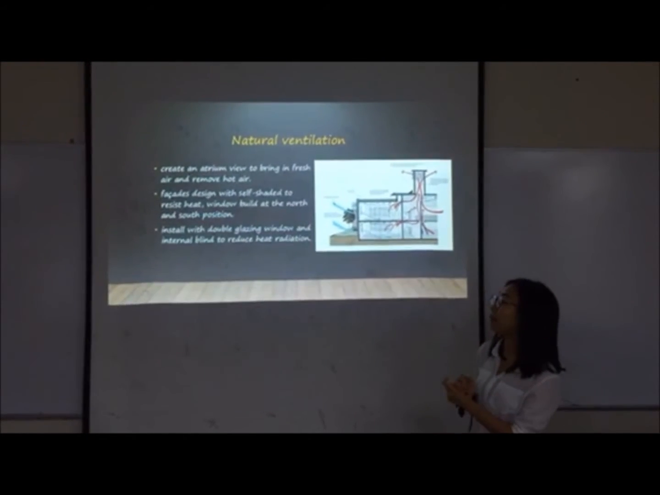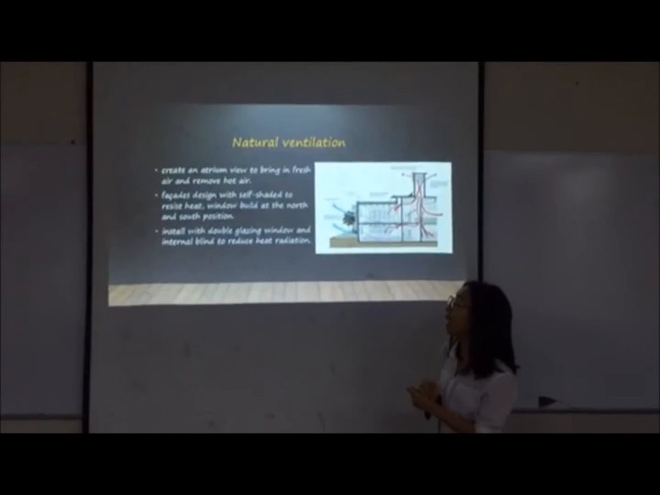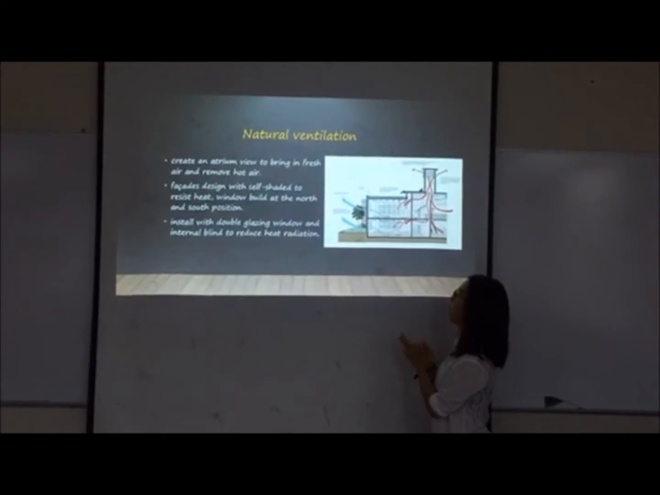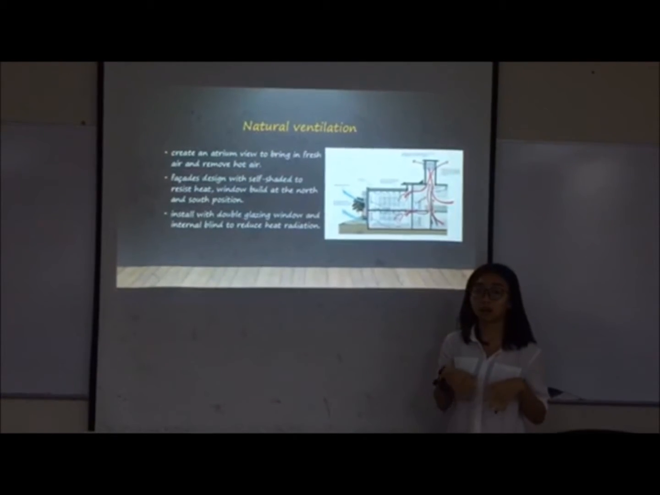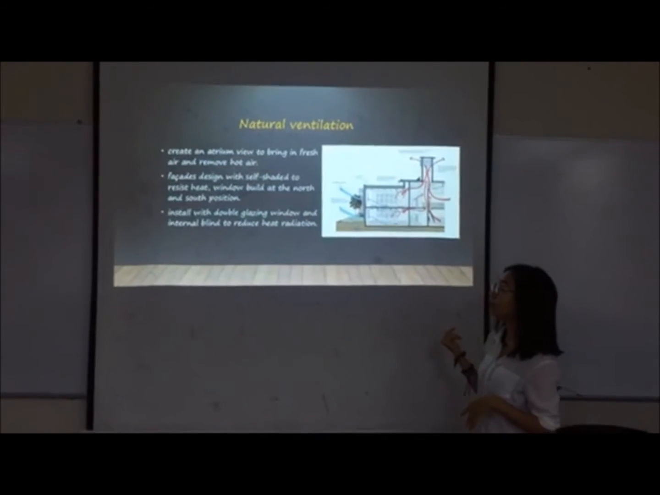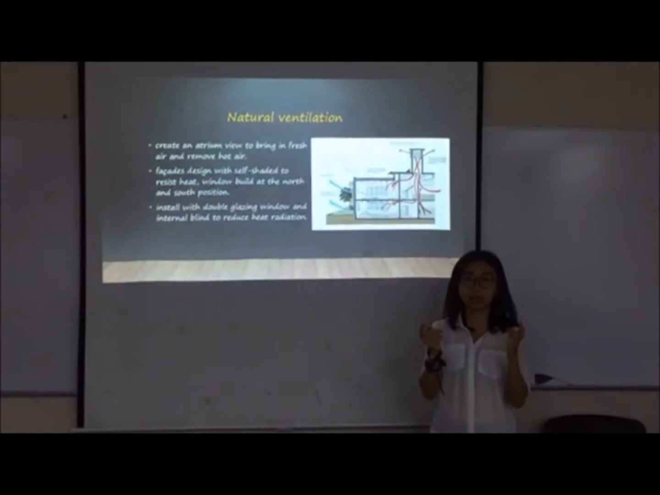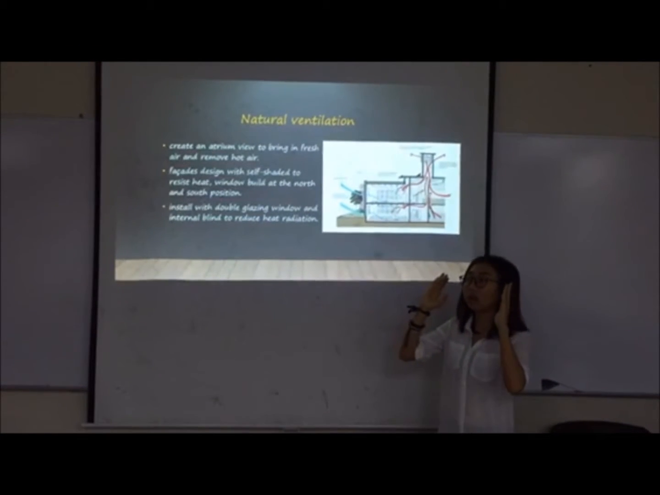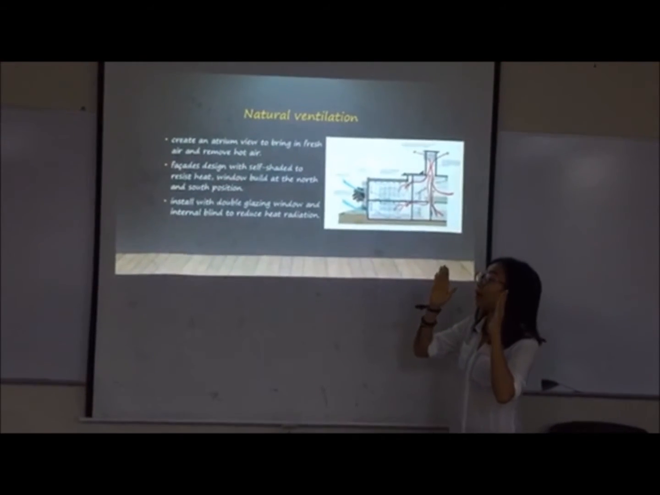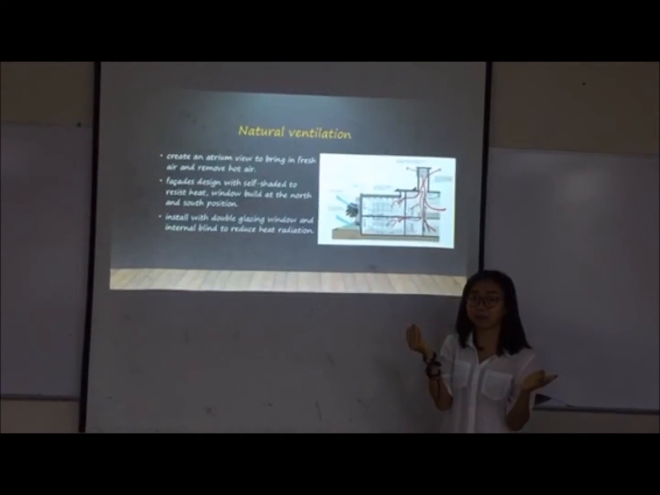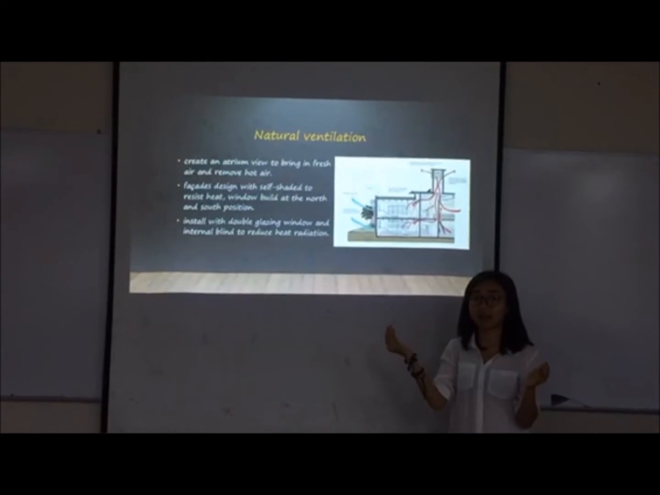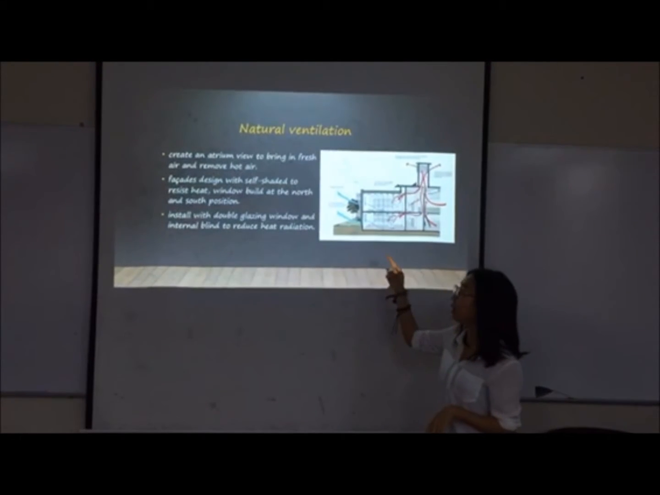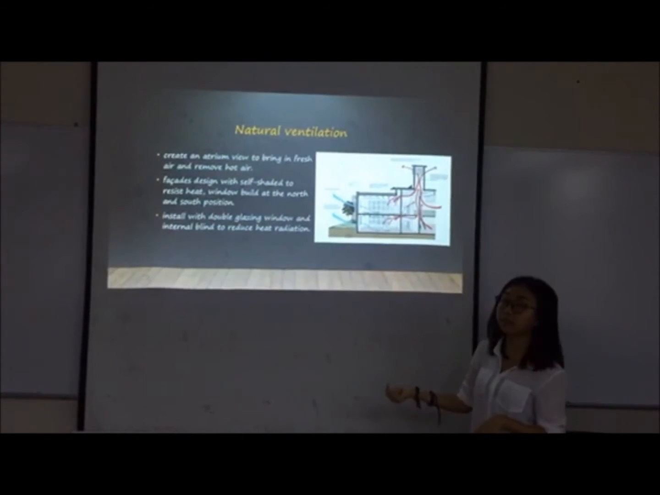So for the facade design, we use self-shading to resist heat, and the windows are built at the correct position at the north and south. This can create good natural ventilation in the building. The facade design is an upside down triangle shape, which can create self-shading for the building and prevent the heat or sunlight glare from entering. And then we can also install double glazing windows and internal blinds to reduce heat radiation.